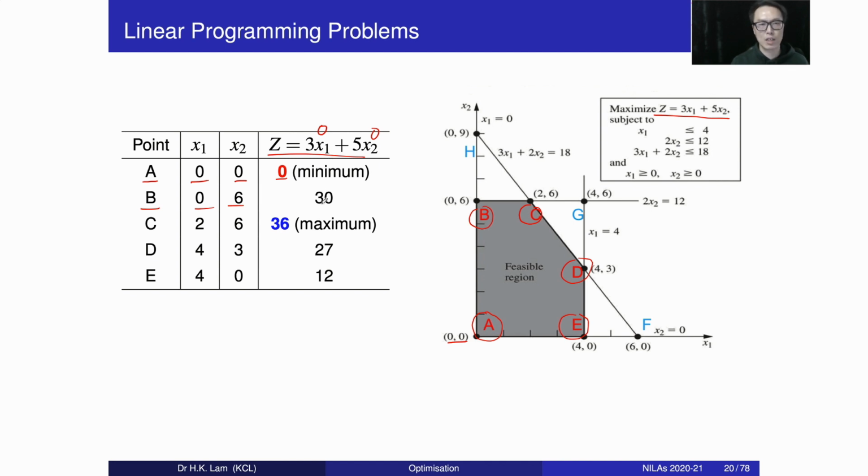We just find out that point C gives 36. That is the maximum value of z. So this is the solution that can maximize the cost function subject to all these constraints. If you are going to find the minimum solution, that is fine, and then just pick the one which gives you the minimum value of z, and then 0, 0 will be the solution that minimizes this cost function z.